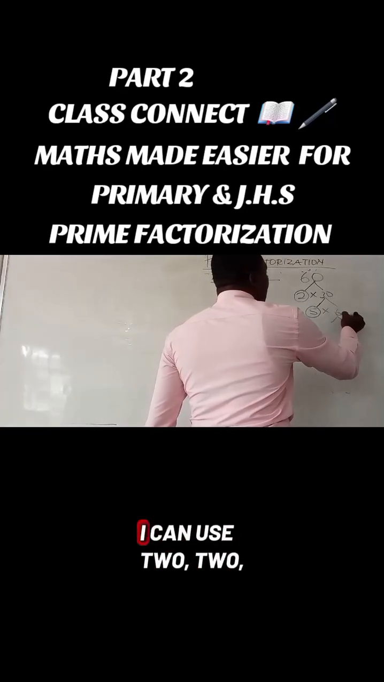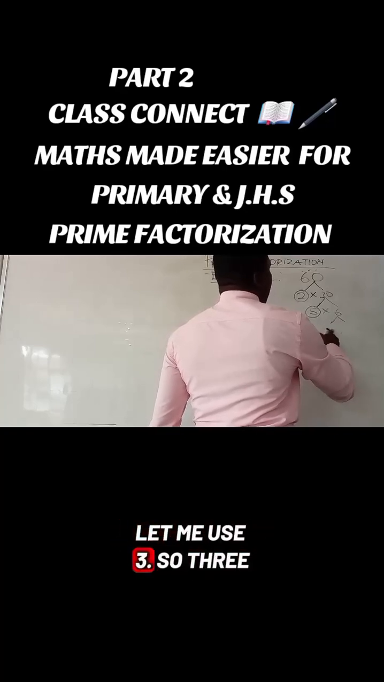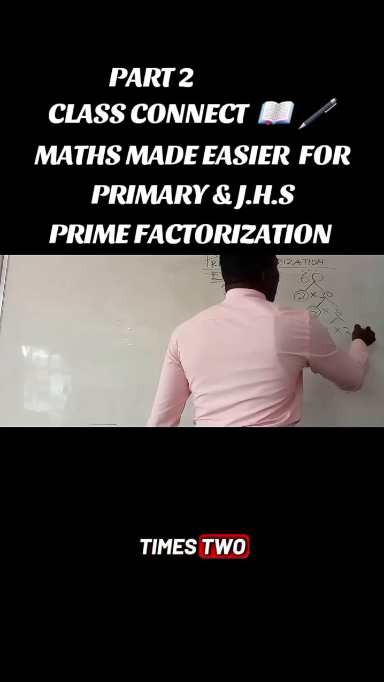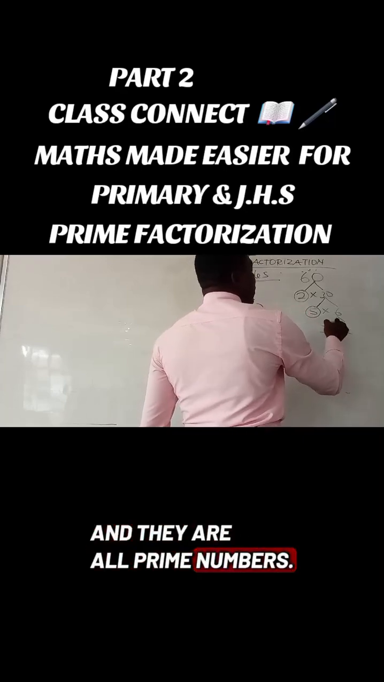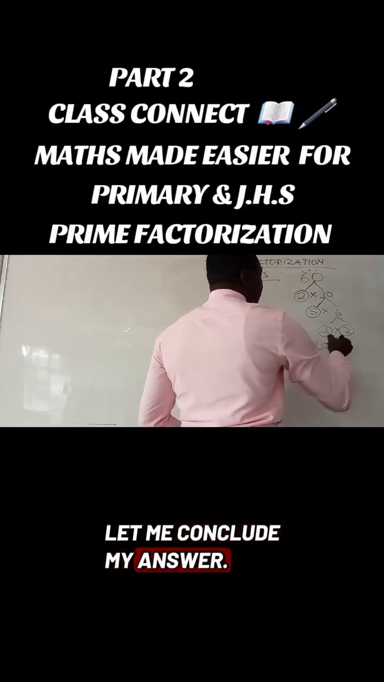So this one too, I can use 2 and, okay, let me use 3. So 3 times 2. And they are all prime numbers. So I just have to circle them. And I'm done. Let me conclude my answer.